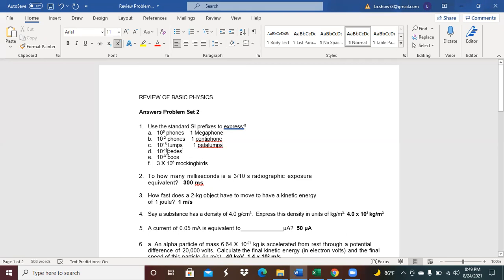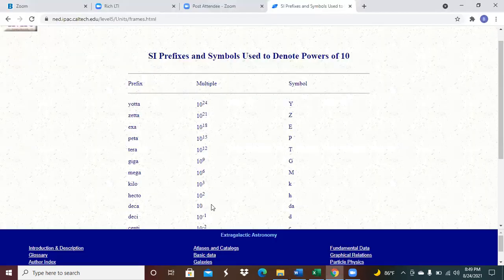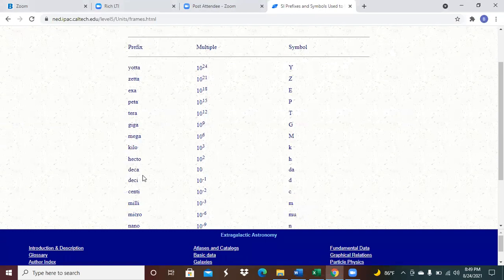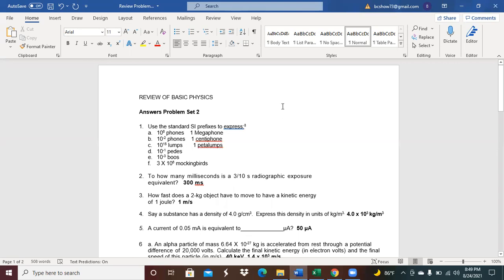Let's not do 10 to the minus 1. Let's do 10 to the minus, I don't know, we've already tried that. 10 to the minus 1 peds. What might that match up to be? Let's go here. 10 to the minus 1 is deci. So we've got 1 decipede.